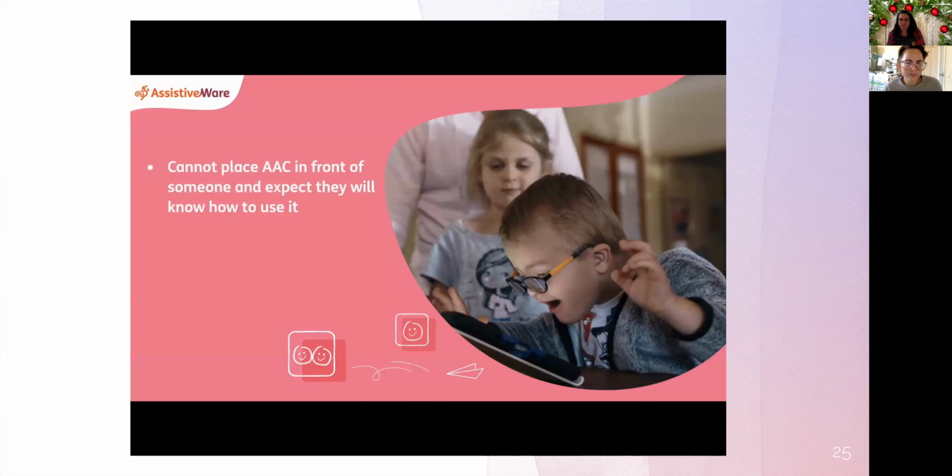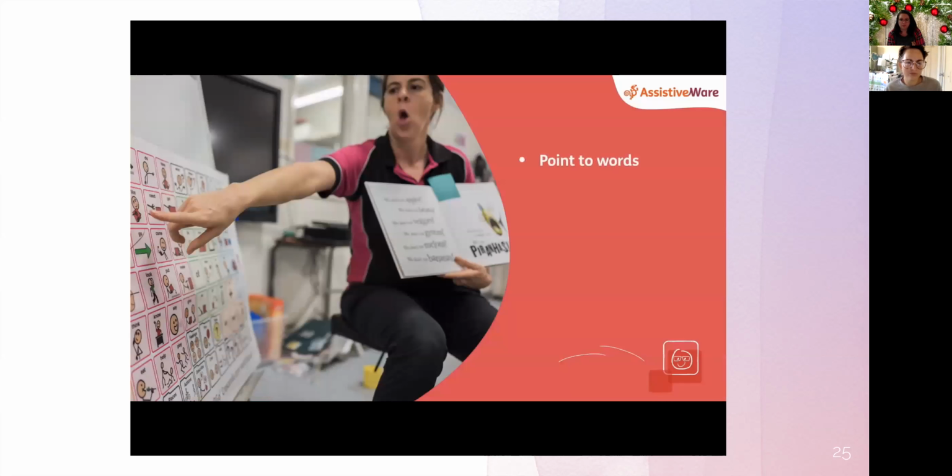You cannot simply place an AAC tool in front of someone and expect that they will know how to use it to communicate. We need to model. AAC learners need to see AAC in use to communicate real messages in real situations. So, point to words on the AAC. When you first start, it can be difficult and feel clumsy. Everyone feels that way at first. Start small and build up your modeling.